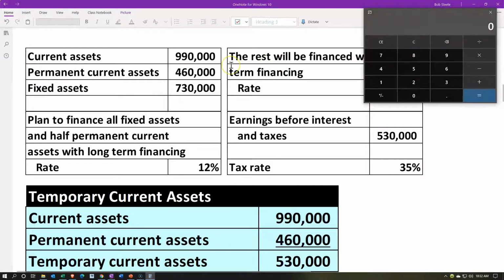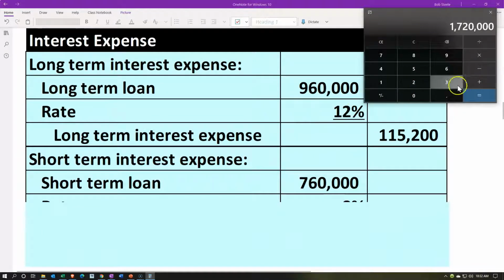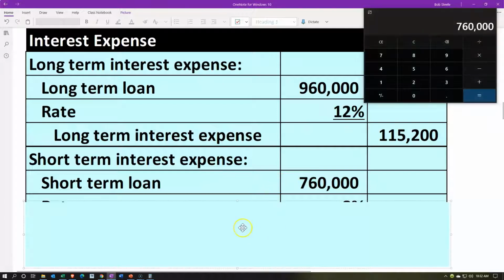So that means we're going to have the 990,000 plus the 730,000. So the current assets plus the long-term or fixed assets giving us the total of the 1,720,000. Then we're going to subtract out what we already took up top, 960,000. That gives us our 760,000 that we are going to finance with a loan on the short-term basis.